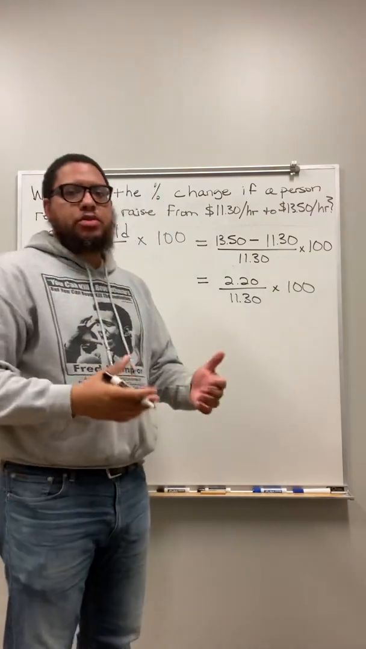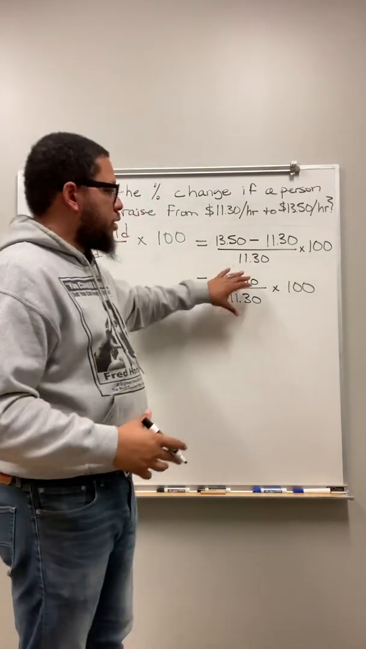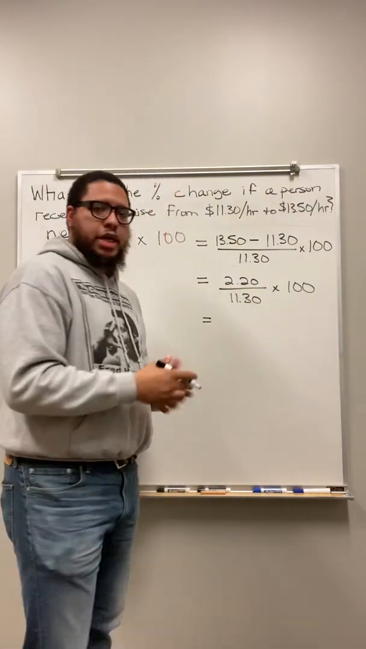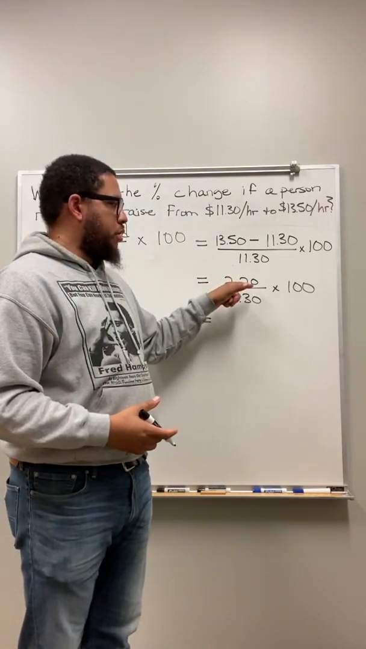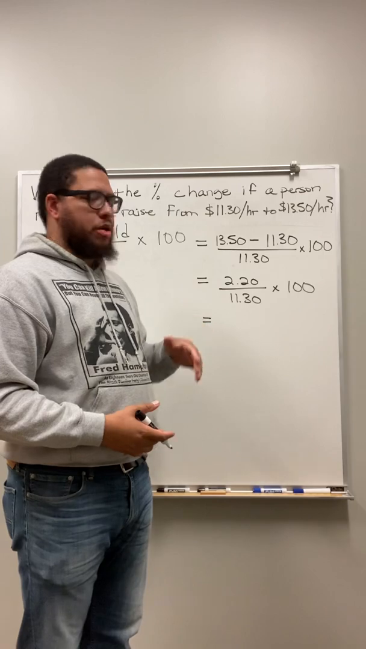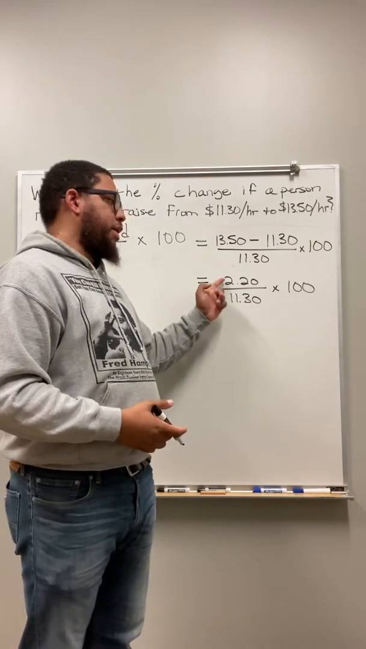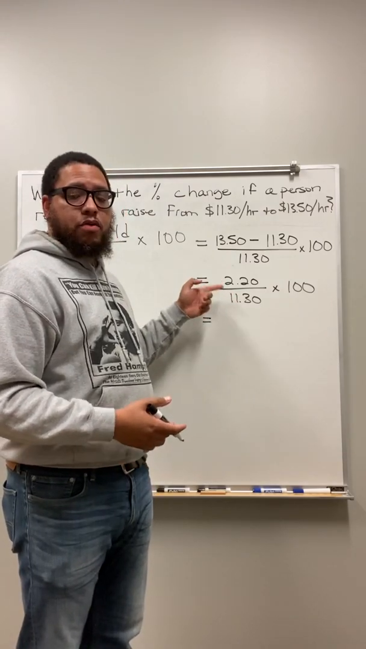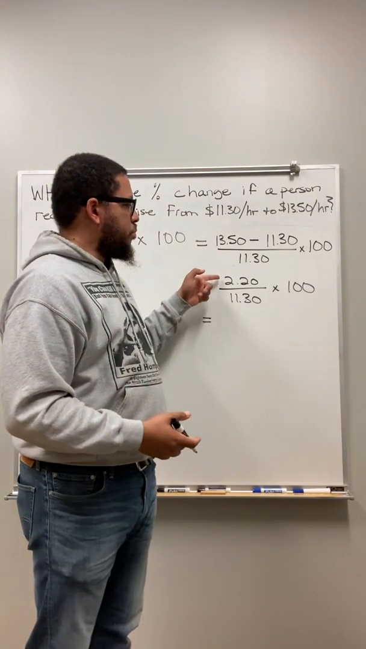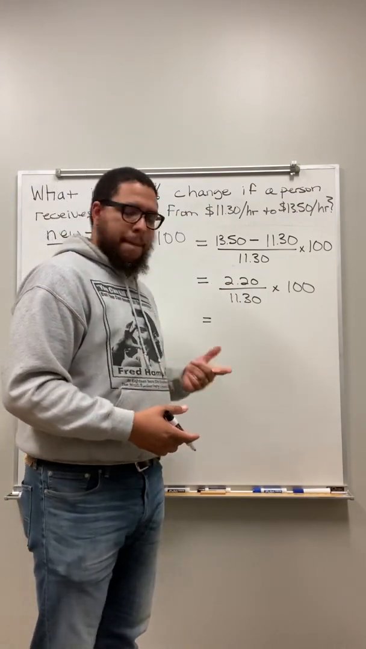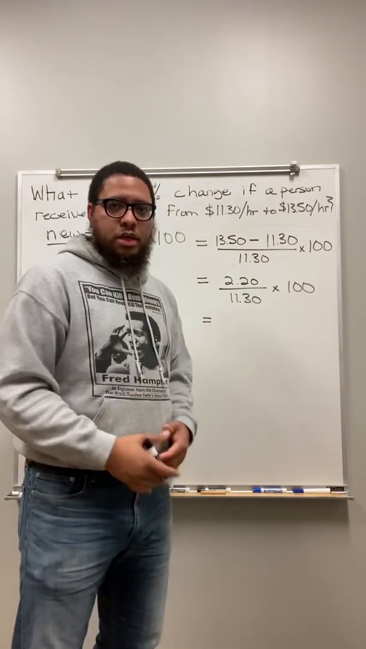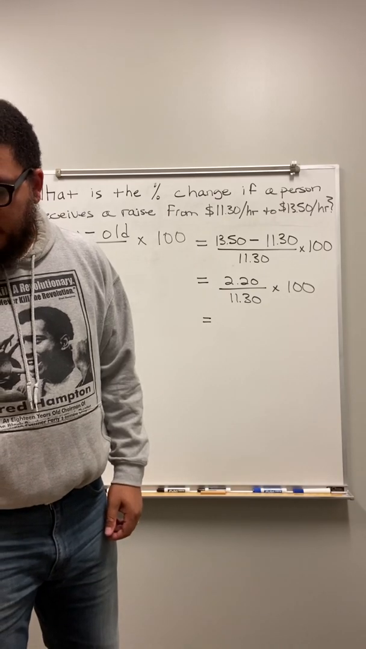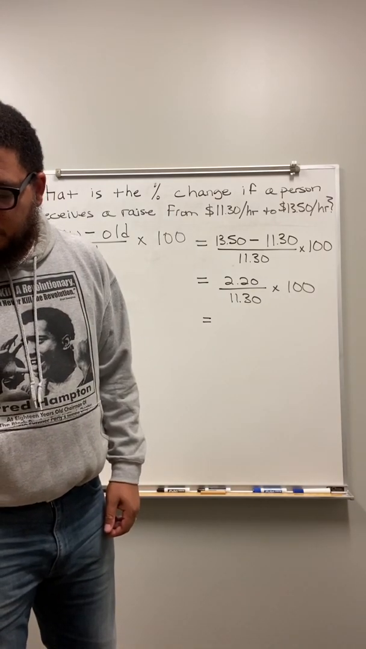Next step, my recommendation is simplify this fraction. In your calculator, type in 2.20 divided by 11.30. Don't do 11.30 divided by 2.20. You don't go bottom up, you go top down. This fraction bar represents division. I did this calculation already, so let me check my notes. 2.2 divided by 11.30 is equal to 0.1947.